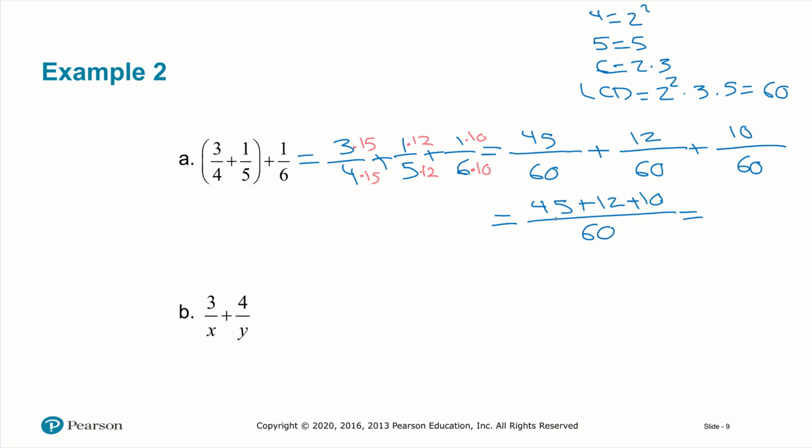So we get, let's see if we can use some of our techniques. 40 and 10 and 10, that's 60, and then 5 and 2 and 0 is 7, so 67 over 60.